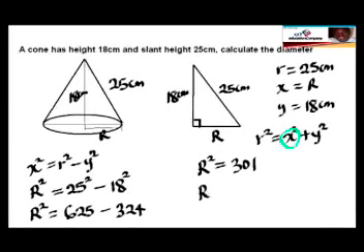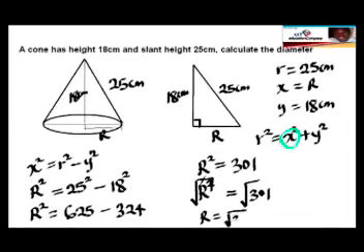That makes me have, if I take square root of this so that the square root can take care of the square, I have to take square root of the 301 as well. Remember, what you do to your right hand side, you do to your left hand side also. So you have R to be square root of 301, and that will be equal to 17.35 as your final answer.